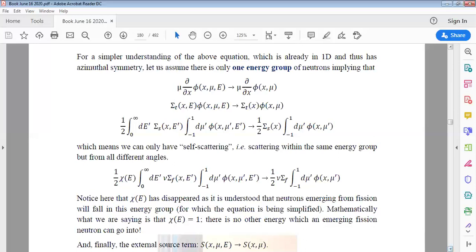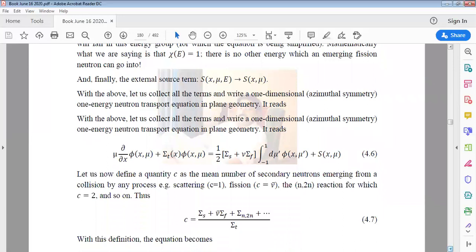Well, and finally, the source is also a monoenergetic source. Okay, with all these simplifications, let us collect all the terms and write a one-dimensional with azimuthal symmetry, one energy neutron transport equation in plane geometry. It reads this.